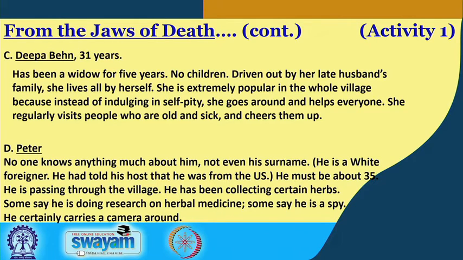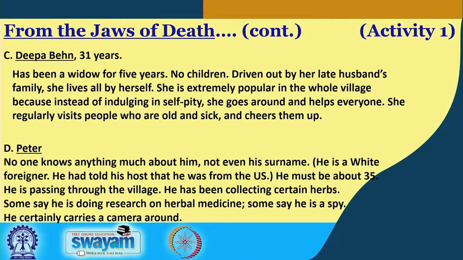So, let us see whether we decide to save her during the role play or let her die. Let us come to the characterization of D, Peter. As you know, by the name Peter, he is a Westerner, but nobody knows much more about him, not even his surname. So, only Peter. By the by, he is a white foreigner and he is renting somewhere.